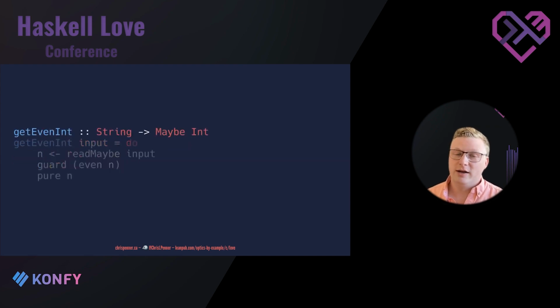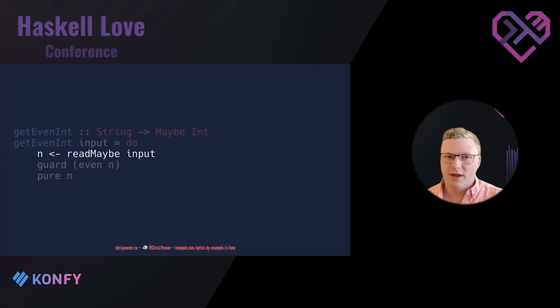So let's look at an example of this in practice. This is a bit of a silly example, but it should get the point across. So let's say we've got this combinator that says, okay, I want to get an even integer from a string. First we're going to take our string as input. Now we can read that input into this number n. And of course, this readMaybe is going to fail with a Nothing if it does not parse as an integer, but that's fine. So now we know we have this n, which is an integer.